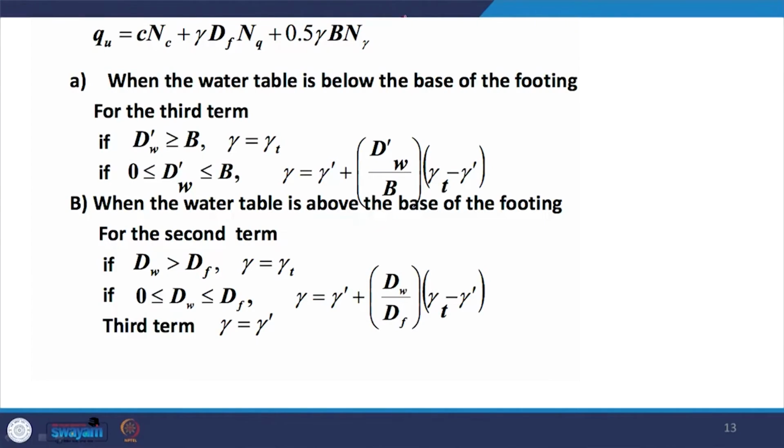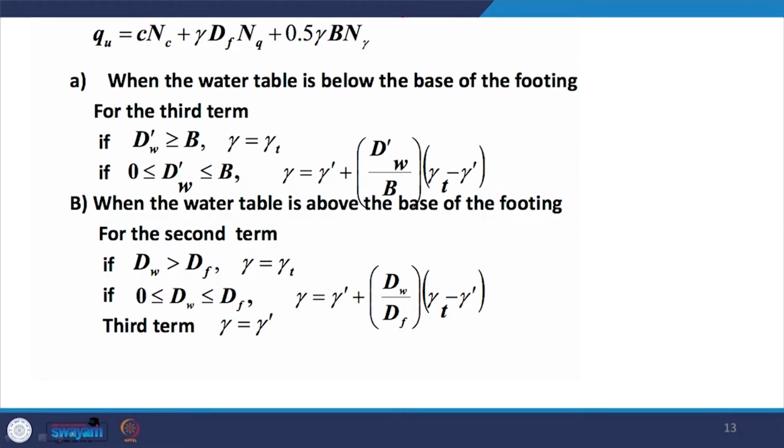In this slide you can see again the basic equation which we have already discussed. When the water table is below the base of the footing, for the third term, if dw dash is greater than B, that means the water table is deep, no correction is required, and gamma is taken as gamma t in the third term. However, if the water table rises further and lies between the base of the footing and a depth B, that means dw dash is between 0 and B, then the unit weight used in the third term should be calculated using this relation.